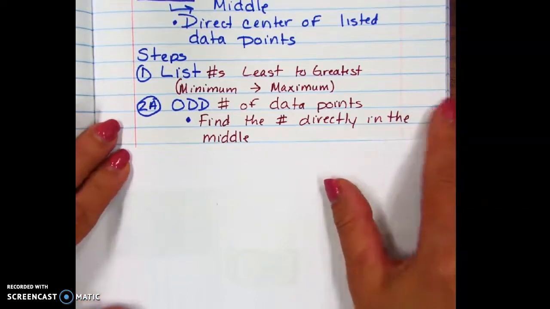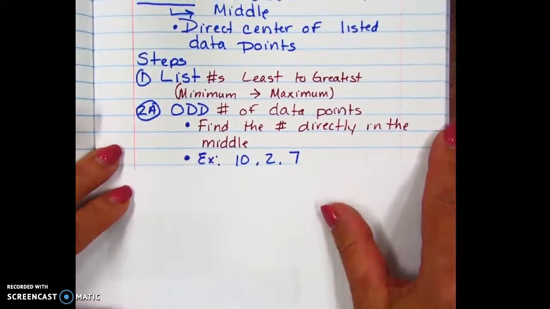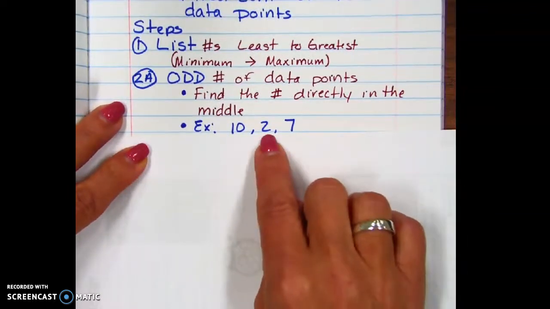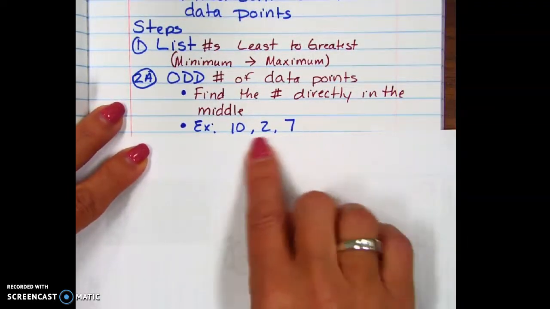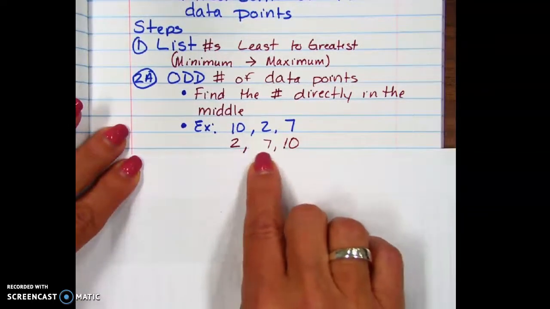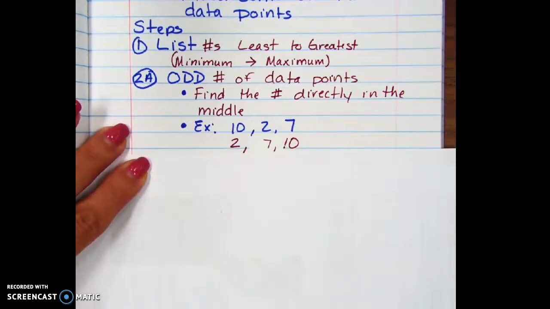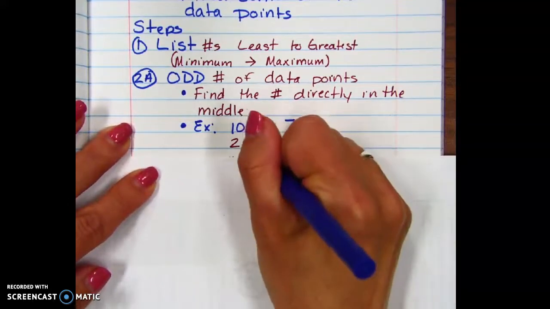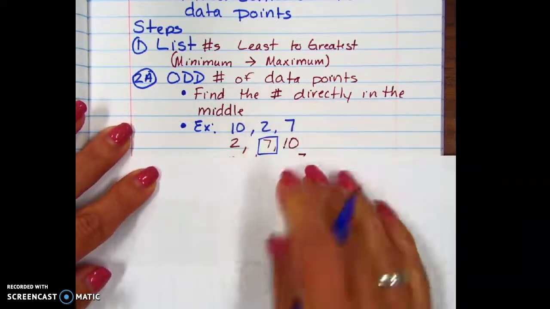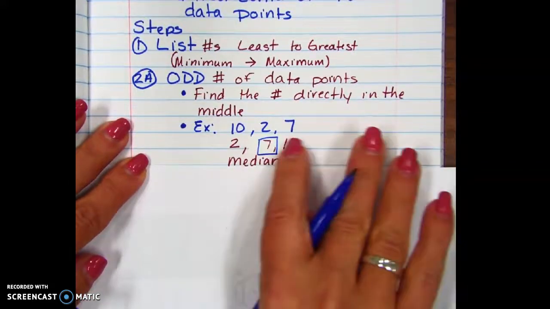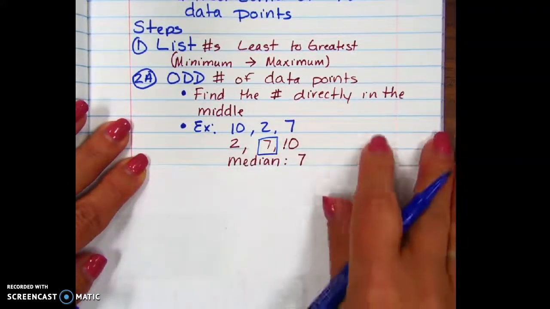So for example, let me show you. If I have this set of data, 10, 2, 7, I first would put them in order from least to greatest: 2, 7, 10. I have an odd number of data, so what's the number directly in the middle? 7. So my median is 7. There's one number on each side.